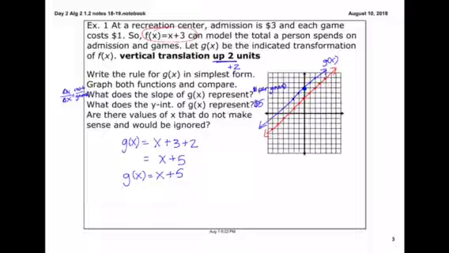Are there any values that do not make sense or would be ignored? Well, if we thought of negative numbers, we would want to ignore those values, because if you aren't going to go to a game and you're just getting into the recreation center, you're still going to need to pay that admission fee. So we would just disregard negative numbers.